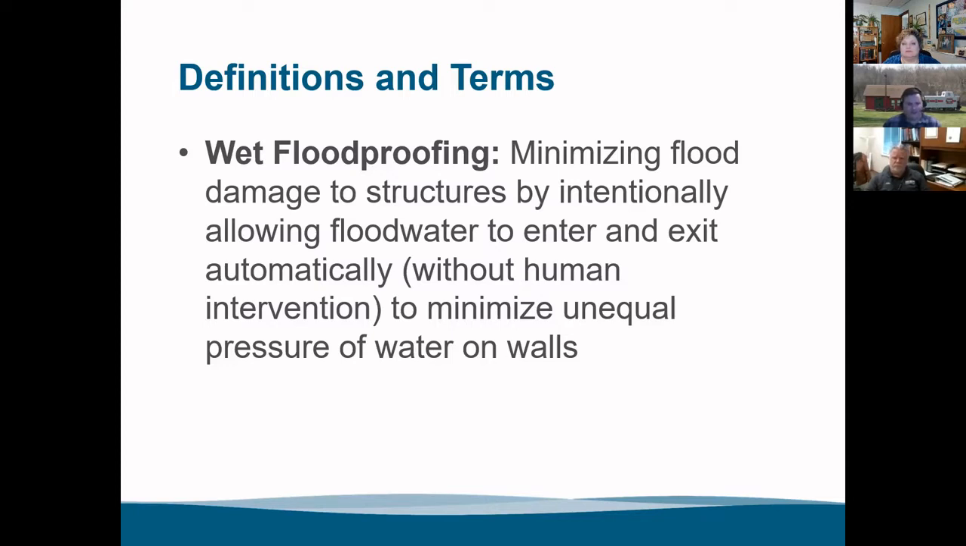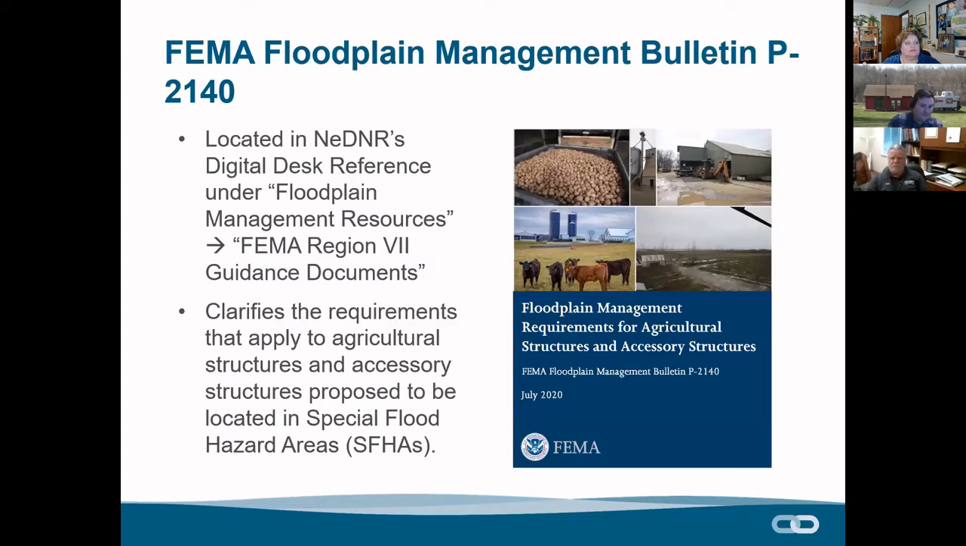If you want to get really technical for wet floodproofing, we do have FEMA's technical bulletin on our digital desk reference, which is also where you can find today's source of content, which is floodplain management requirements for agricultural structures and accessory structures. And Michelle has put that link into the chat if you want to access that. This is located in our digital desk reference under floodplain management resources in FEMA Region 7 guidance documents. This is just where we felt it was appropriate on our website for people to find it.